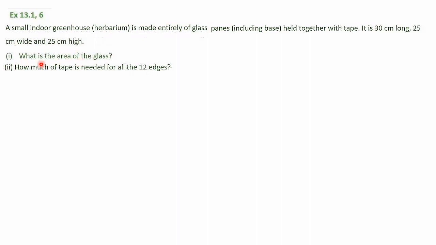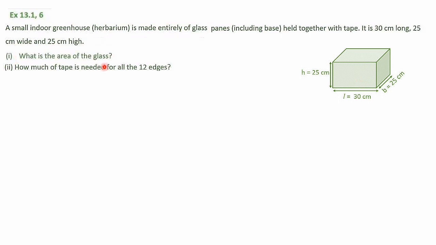Let's go through the first question. What is the area of the glass? Here the herbarium is in the shape of a cuboid, which means glass planes are fixed at these six faces. There is a front face and a back face, a top face and a bottom face, so total 4 faces, and on the right side there is one face and on the left side another one. So total 6 glass pieces, since there are 6 faces in a cuboid.